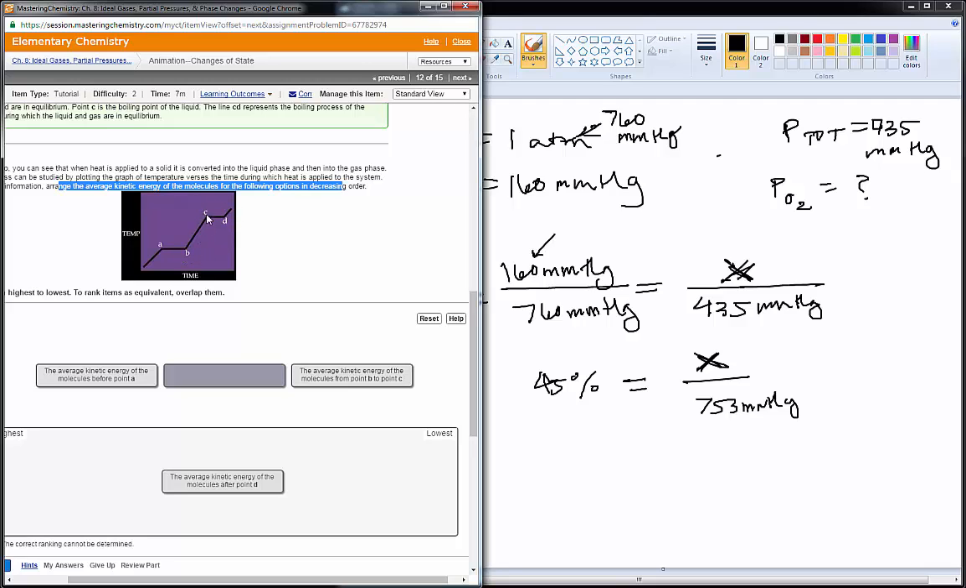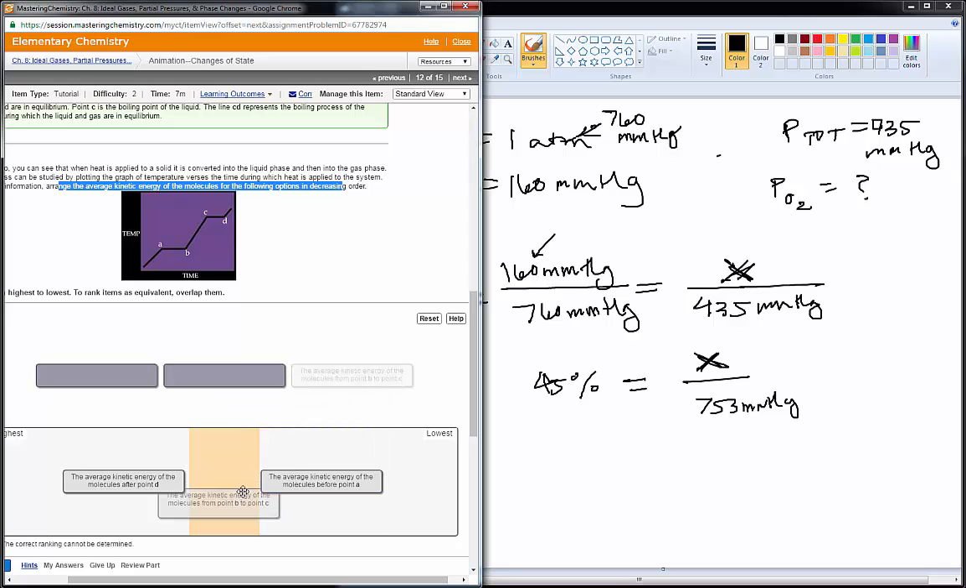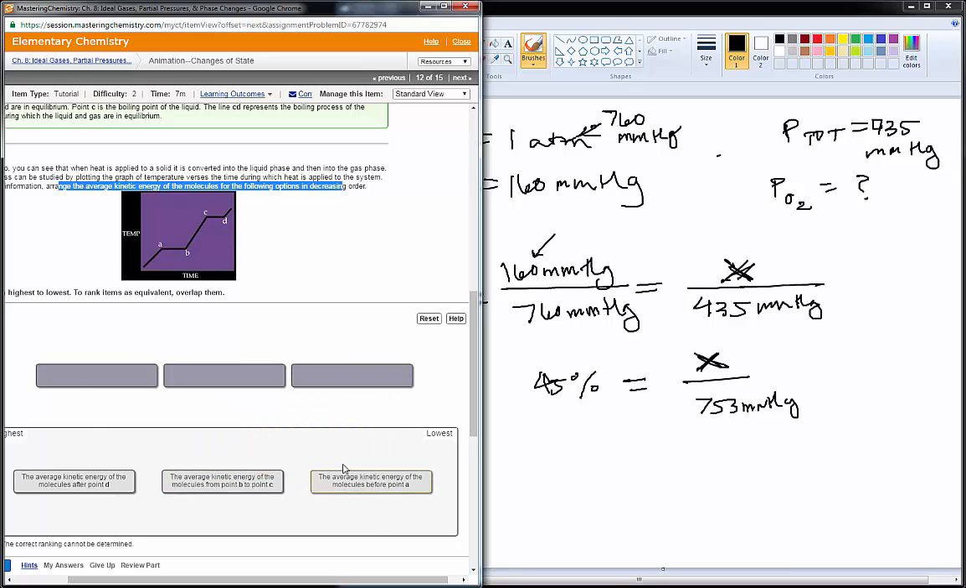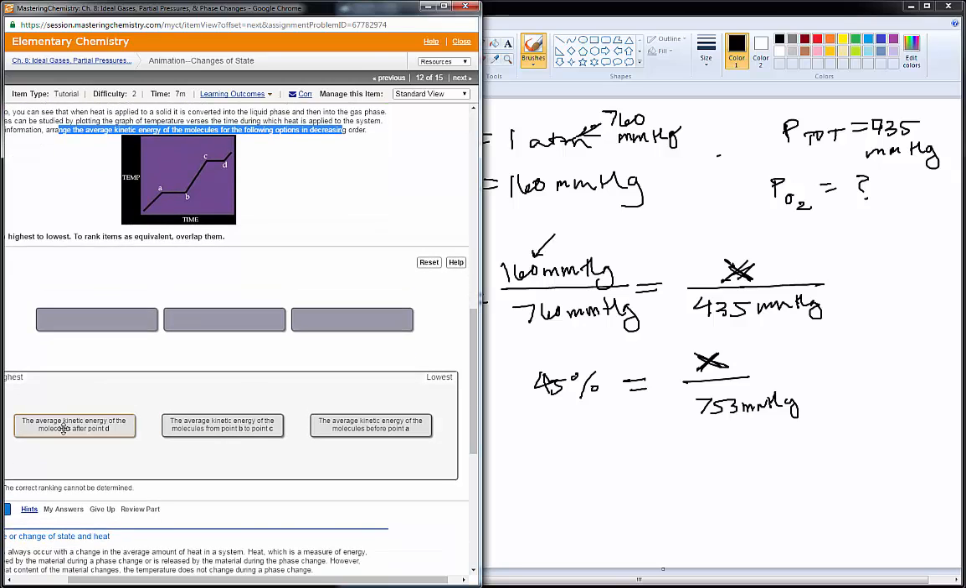Between B and C is right here. And before point A, that's down in the solid. That's the lowest. So B and C is liquid. So here I am a solid, here I am a liquid, and here I am a gas, right? Before point A, I'm just warming the solid. I'm still solid. Between here and here, I'm warming the liquid. I'm still liquid. And above here, I'm warming the gas, but that's still a gas. So this is really just another way of saying gases have more energy than liquids, which have more energy than solids.